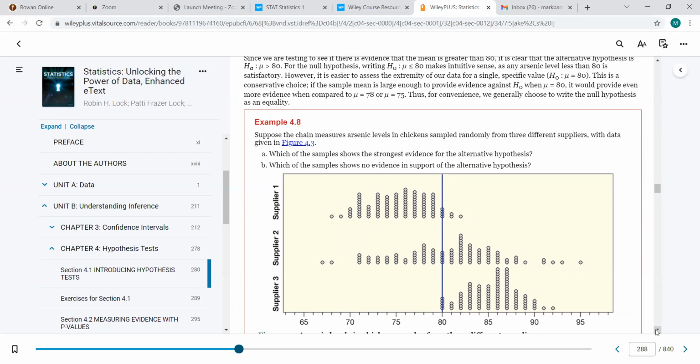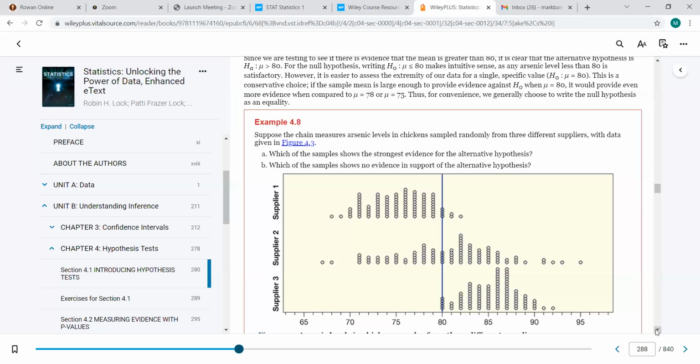If you look at it, out of all those circles there, only 7 of them are 80 or above. Most of them are below 80. So the least amount of evidence is supplier 1. The most amount of evidence to reject the null hypothesis is supplier 3. We're not really sure about supplier 2. That's sort of in that in-between area where we would have to do some sort of statistical test.